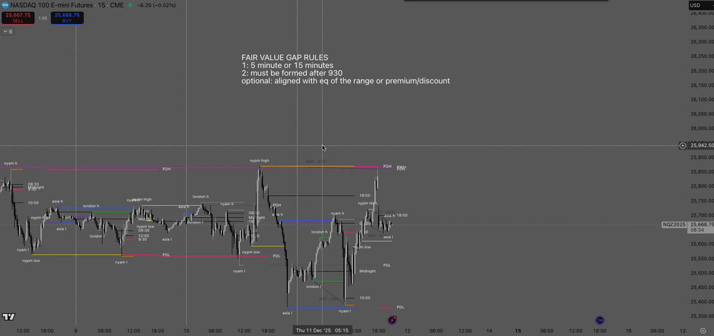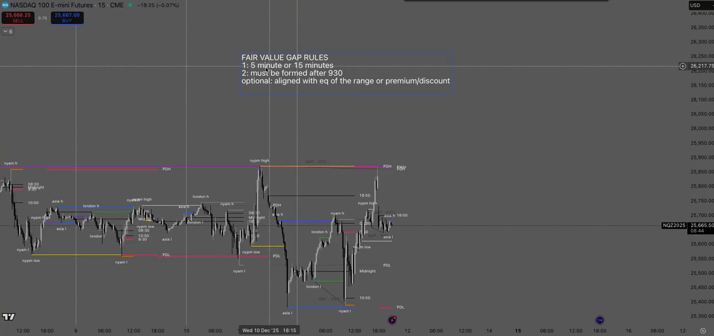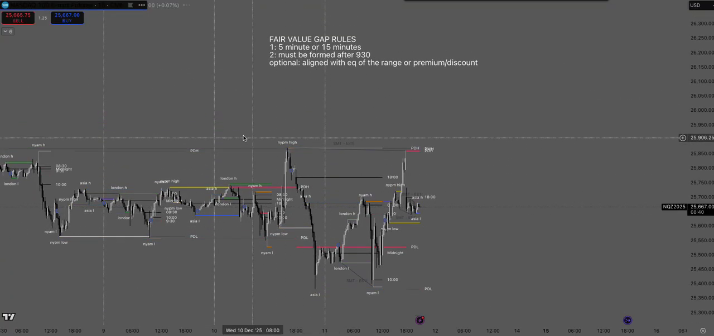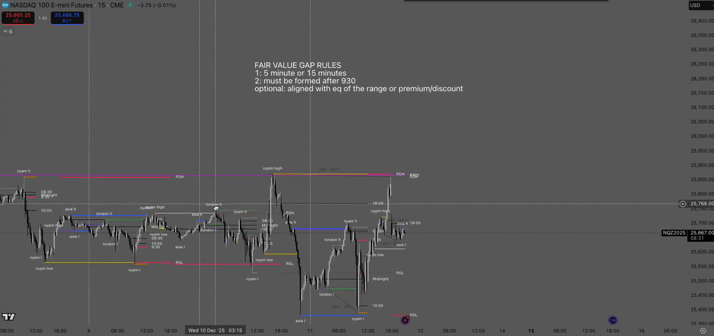Next video is going to be on fair value gaps. In the last video I explained how the model uses 5 and 15-minute gaps. This video is just going to be showing examples of valid fair value gaps that I use. Obviously, there are fair value gaps at all times on all time frames, but that does not mean every fair value gap is going to be valid.